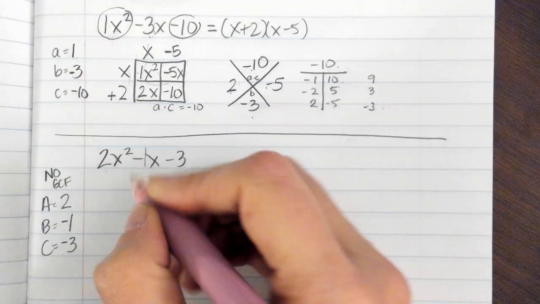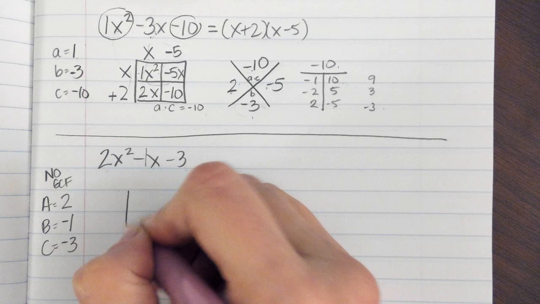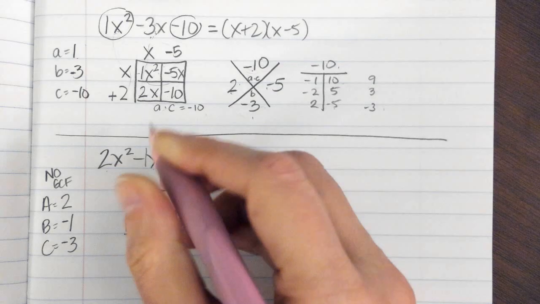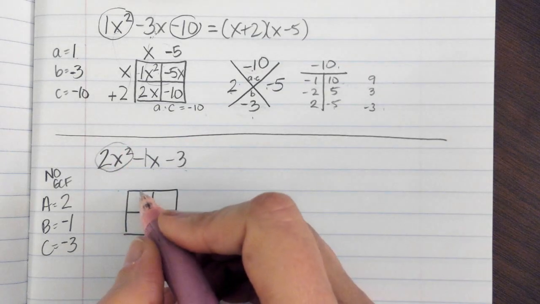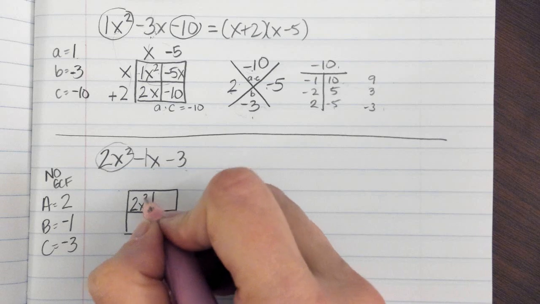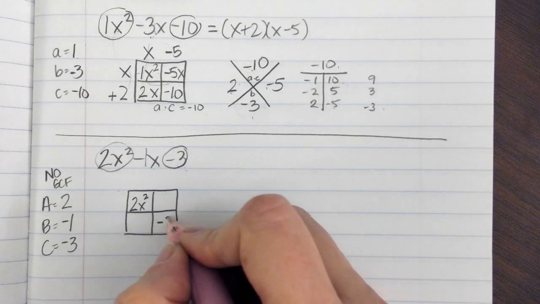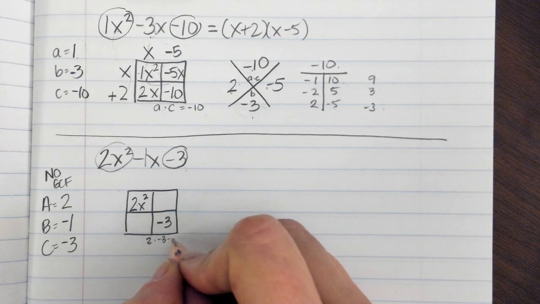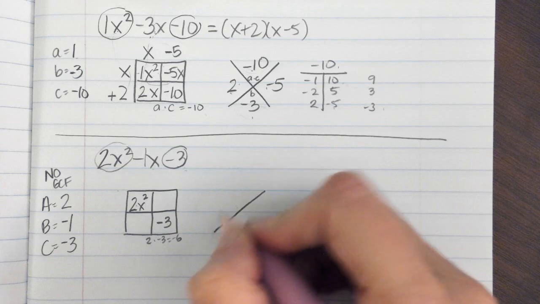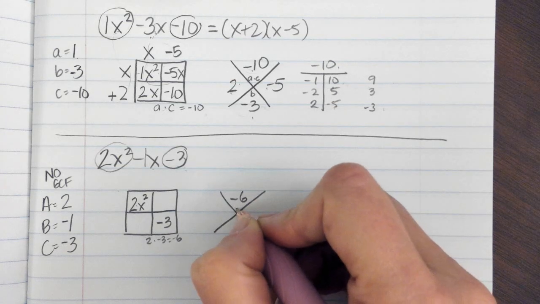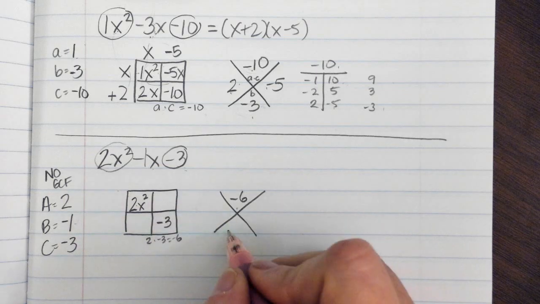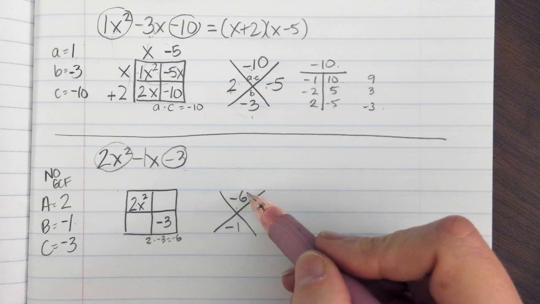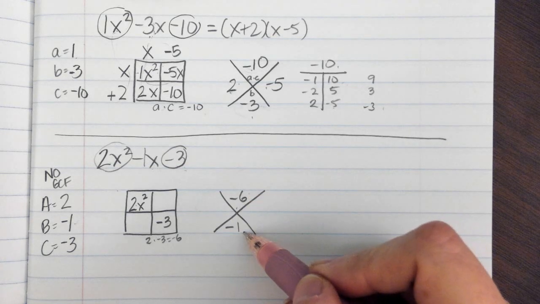Okay? So I'm going to fill in the box. Well, I'm going to make a box. And then I'm going to fill it in. I'm going to put the x squared, the quadratic term, in the first box. I'm going to put the constant term in the last box. And then I'm going to multiply the a times c together. 2 times negative 3 is negative 6. So a times c goes on the top, and b goes on the bottom. Again, what I'm looking for is things that multiply to give me negative 6, but add up to negative 1.